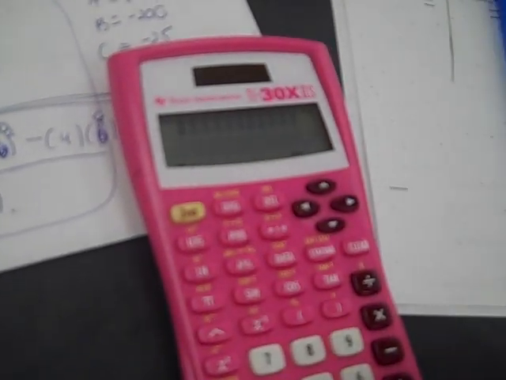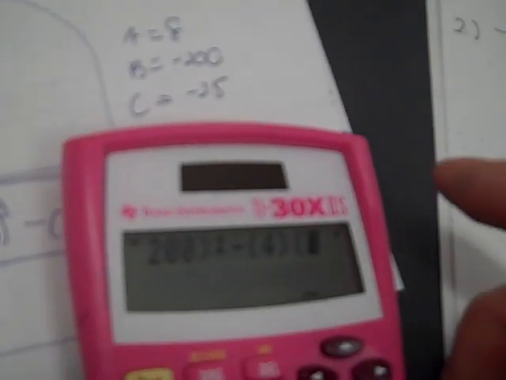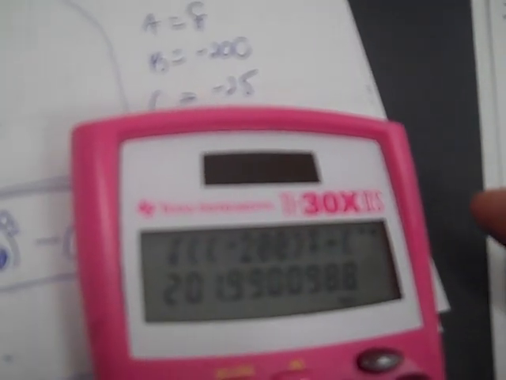Okay, then I plug the square root into the calculator. So I go second, x to the second power. Got to do second first. 2 parentheses from the get-go. We have negative 200 second power, and then subtract a 4 in parentheses next to an 8 in parentheses, next to a negative 25 in parentheses. And I got 201.99.